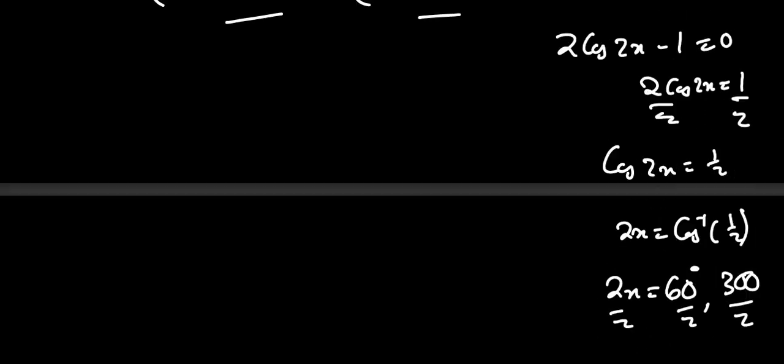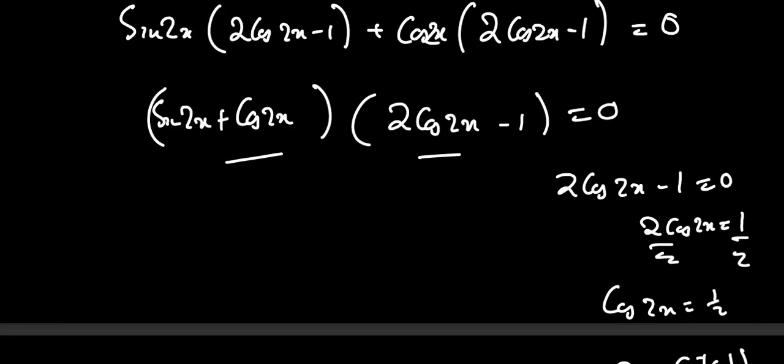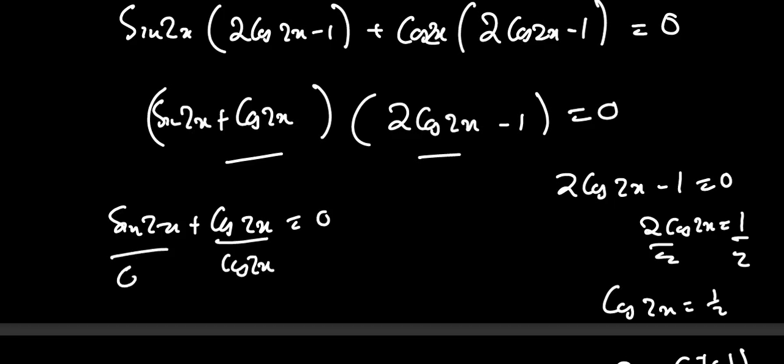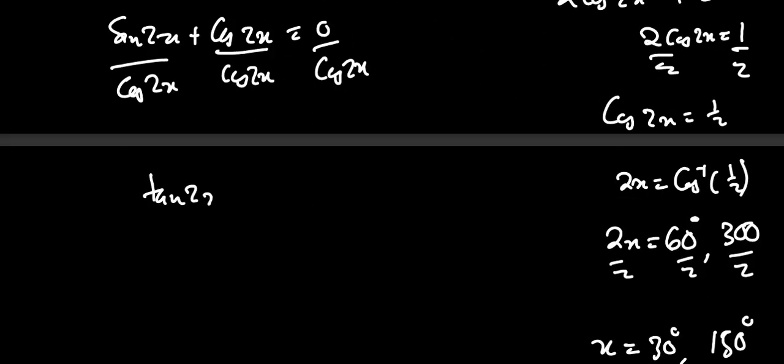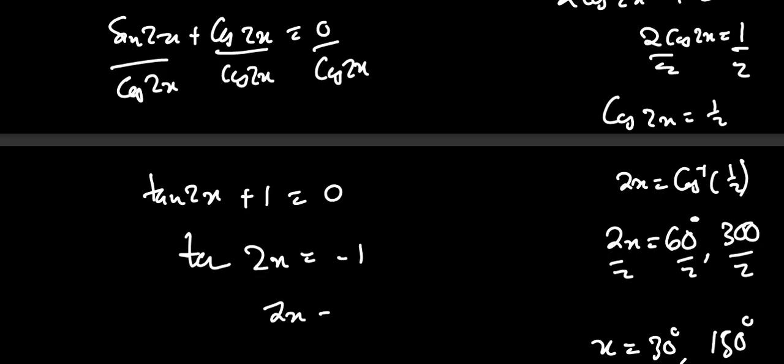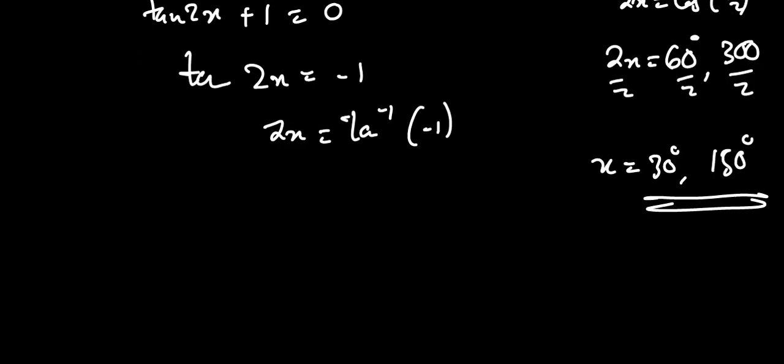Then we come here again. We had this piece: sine 2x plus cos 2x is supposed to give us 0. I'll divide everything by cos 2x so that I can get my tan. This is just tan 2x plus 1 is equal to 0, meaning tan 2x is simply negative 1. So 2x is equal to tan inverse of negative 1.